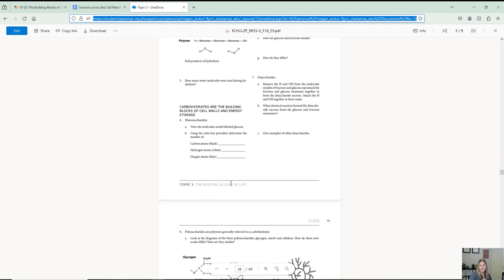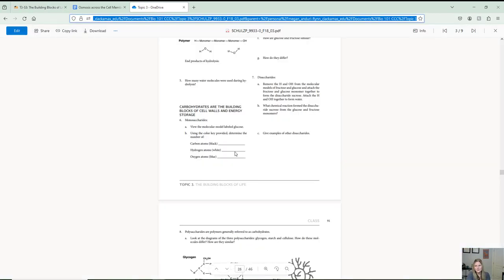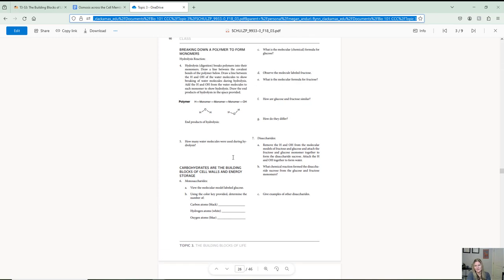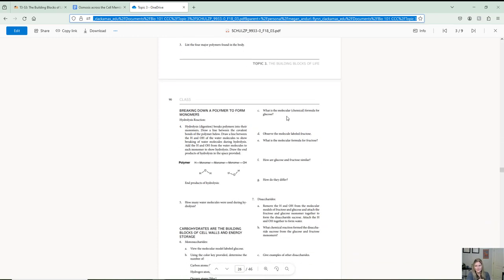As far as the molecule labeled glucose, we don't have that available. So basically you're just going to be visualizing on your own what that would look like. Think of glucose molecules, so you can look that up in your textbook. Glucose molecules, C6H12O6, so how many carbons, how many hydrogens, how many oxygens. Think about using your textbook, how that differs from fructose, the structure of glucose versus fructose.